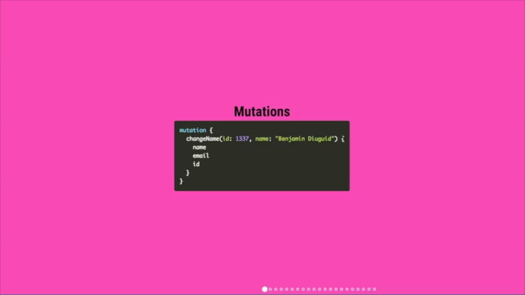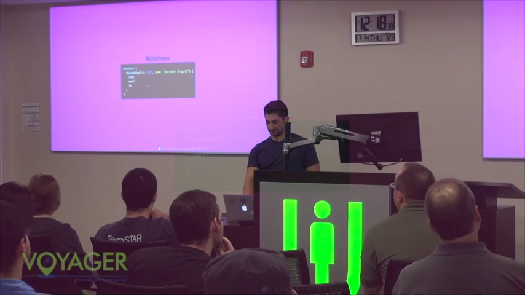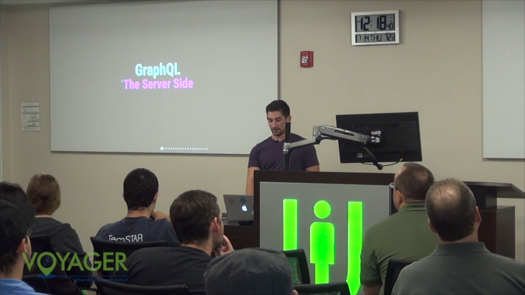So this second part is querying based on the type it returns. So I only want the name, the email, and the ID from whatever it returned. And you notice here, I could have put commas for name, comma, email, comma, ID, but they're optional, so you don't have to. So GraphQL, the server side.